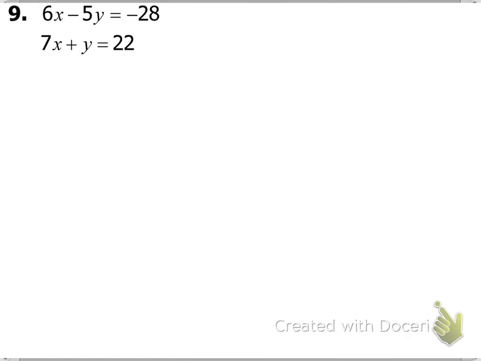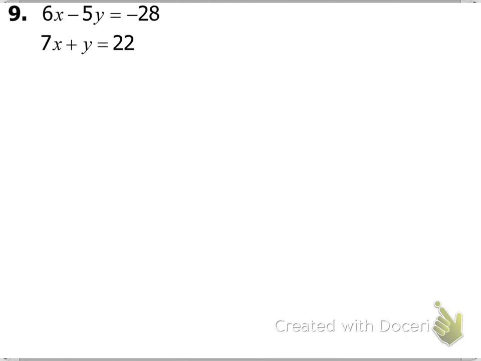Here we go. 6x minus 5y equals negative 28. 7x plus y equals 22. Do I have an equation solved for one of my variables? I do not. None of the variables are by themselves on one side of the equation. So now I actually have to do that first step. I've got to solve one of my equations for one of the variables. Which equation and for which variable is going to be easiest to solve?